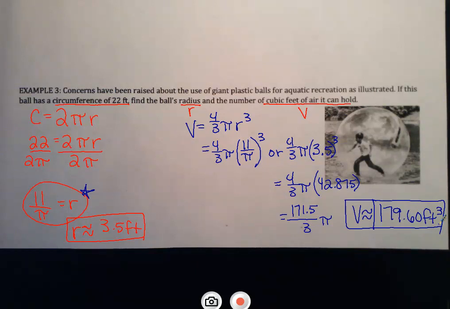So 179.6 feet cubed. And that's it for today for the surface area and volume of spheres. It really is just using and familiarizing yourself with those formulas.